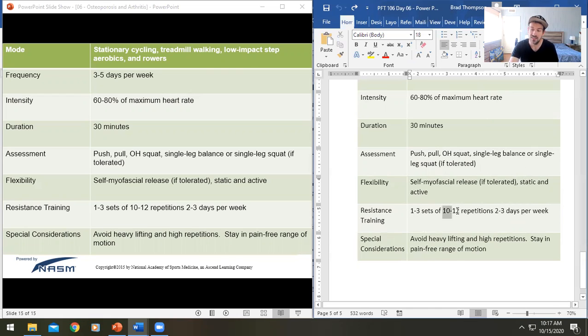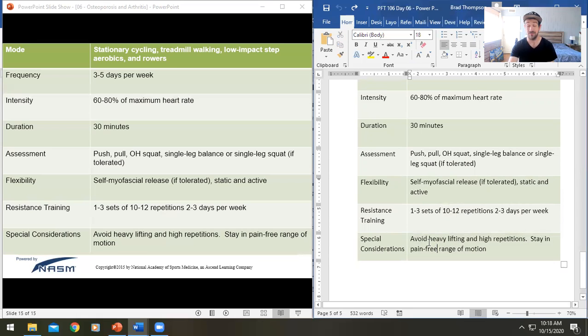And then you'll notice 10 to 12 repetitions. We're right in the middle, right? We're not low and we're not high in terms of repetitions. We're not low because we don't want to lift super heavy and put too much pressure on their joints, but we're also not high on the repetitions because we don't want to put too much time on the joints. So we're relatively right in the middle there.